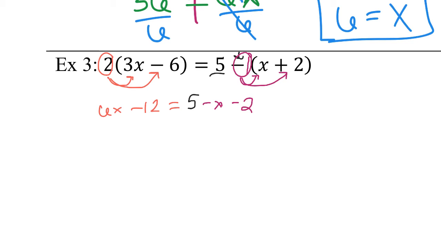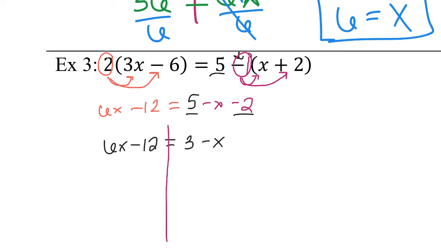Now, combine what you can on each side. 6x and minus 12 are not like terms, so I'm just going to drop them both to the next step. 5 minus x minus 2. I can combine the 5 and the minus 2 to make 3. Now that I have everything as simple as possible, I'm going to start moving things across the equal sign.